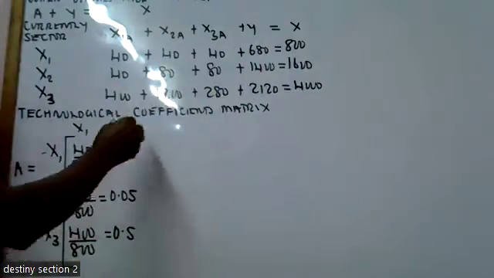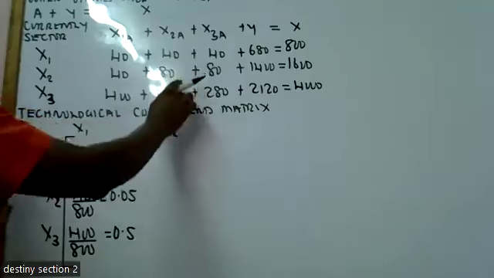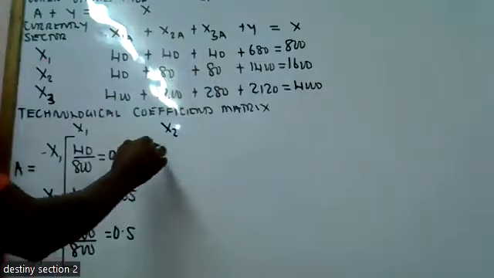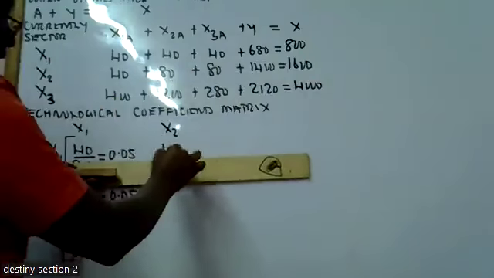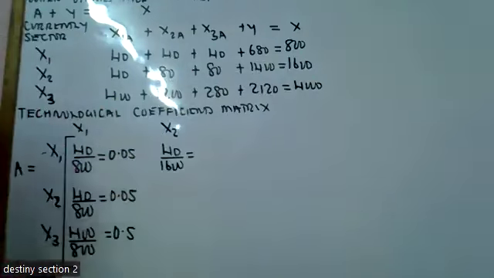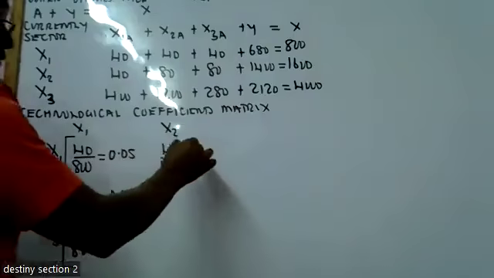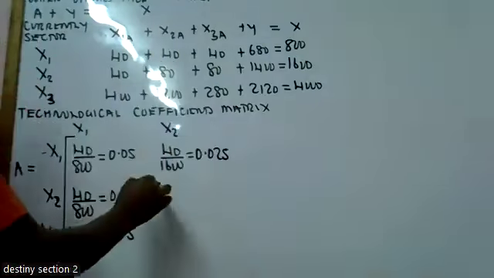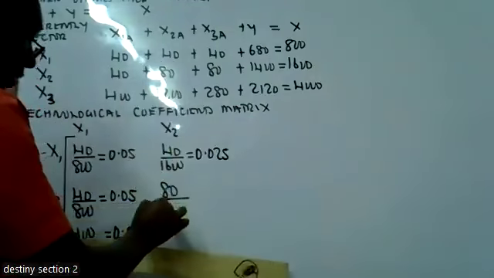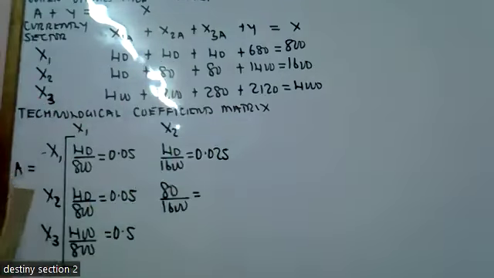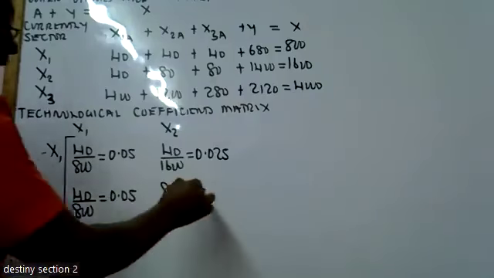Now, when we come to column 2, x2 here, these values will be divided by the total of row 2. So let's start: 40 divided by 1600 is what? 0.025. Then the next one is 80, you divide by 1600, that is 0.05.